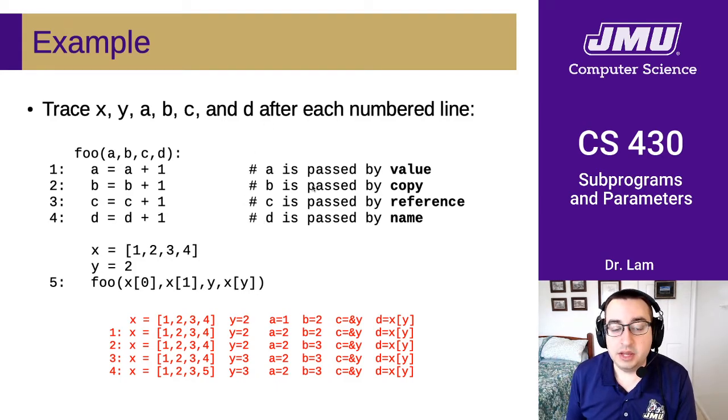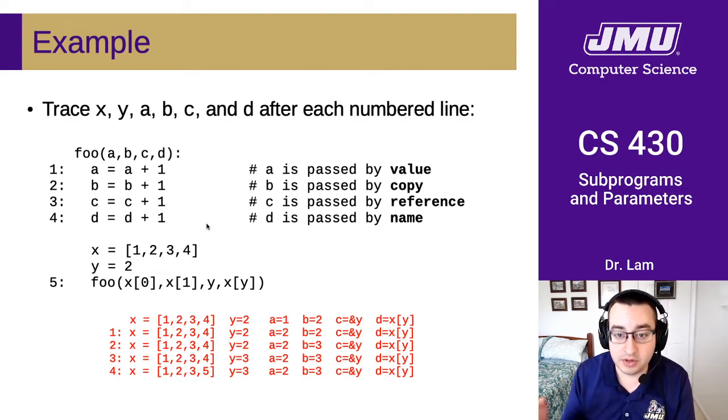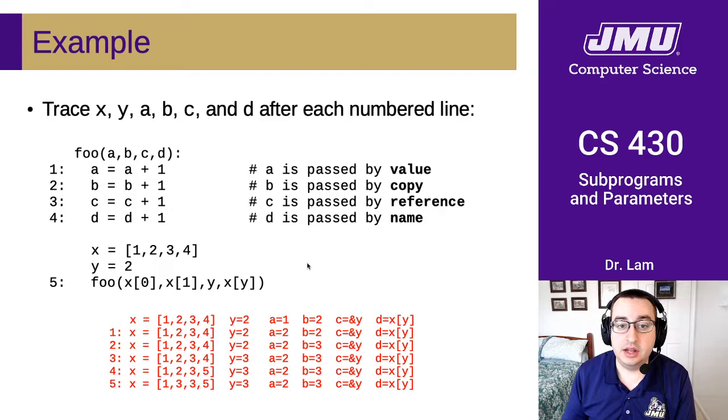Okay, so then when we get back to 5, the only difference here is that our pass by copy parameter has been copied back out. Remember, we said that we would have to do that at the end of the subprogram invocation. And so at this point, we would then copy the value from B back to its actual parameter x sub 1. And so at this point, that entry changes to a 3 as well.